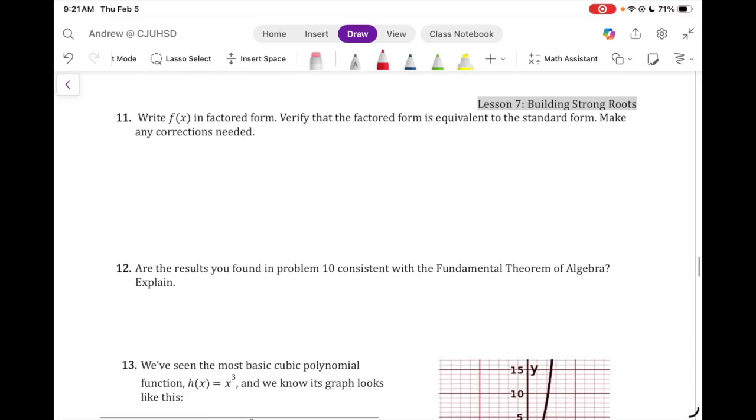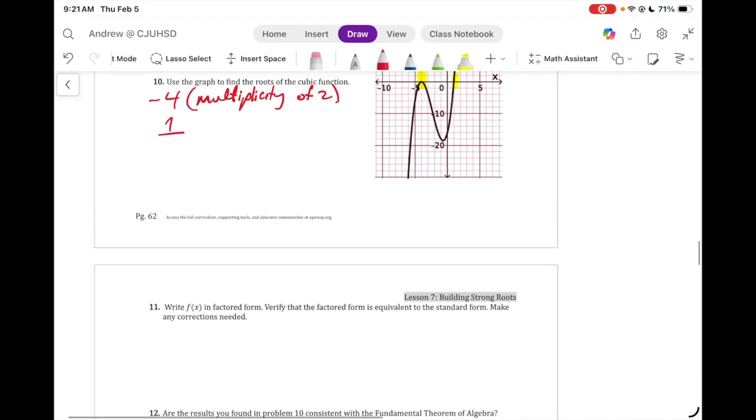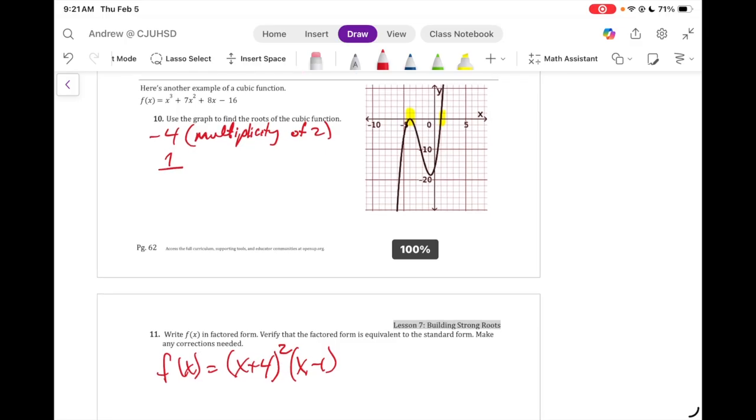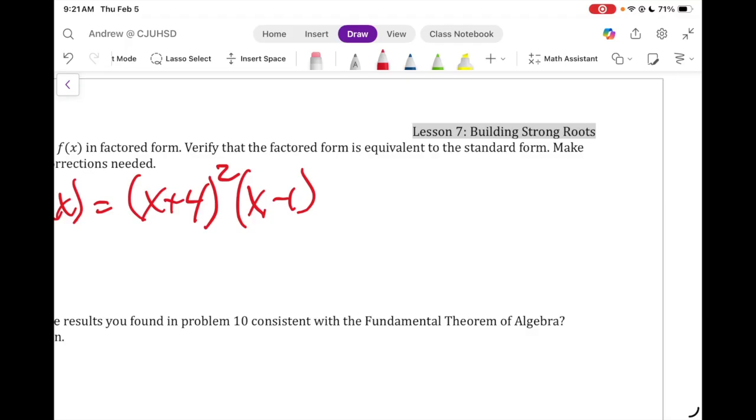Number 11, write f of x in factored form. Okay, verify it works. So I have f of x equals, so if -4 is the root, x plus 4 is the factor, that's squared, there's your multiplicity, and then you have x minus 1. Can I verify that that's x cubed plus 7x squared plus 8x minus 16? Okay, sure we can. We can multiply out x plus 4 squared. That's a perfect square. So that has a nice little pattern.